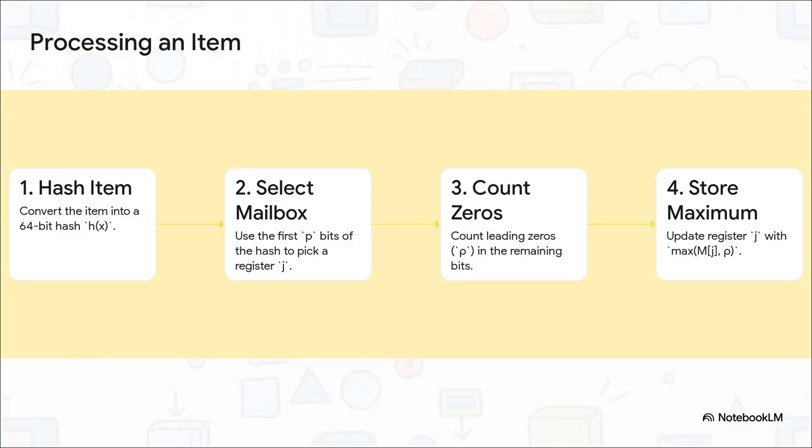And the magic really happens in these 4 simple steps. First, we take our item and hash it. That just turns it into a long, random-looking string of ones and zeros. That's our ticket. Second, we look at the first few bits of that ticket to decide which mailbox to go to. Third, we look at the rest of the ticket and count how many zeros there are right at the beginning. And here's the key, 4th step. We tell that mailbox to remember our count, but, and this is crucial, only if it's the highest number of leading zeros that mailbox has ever seen.